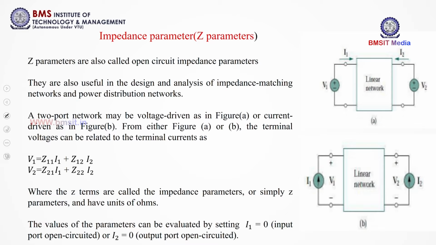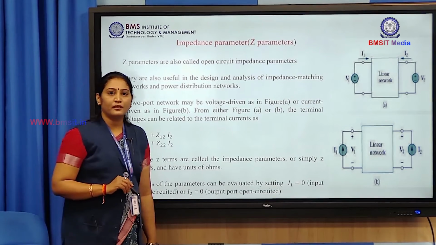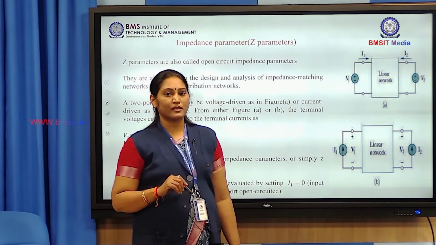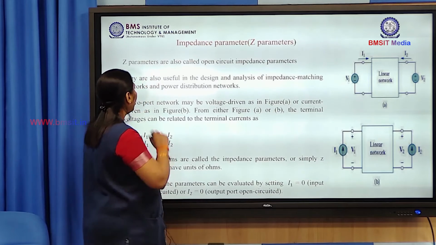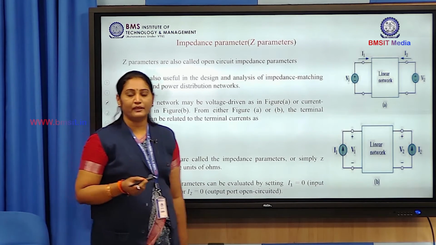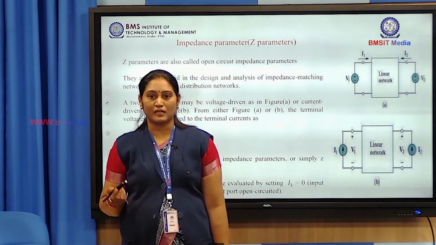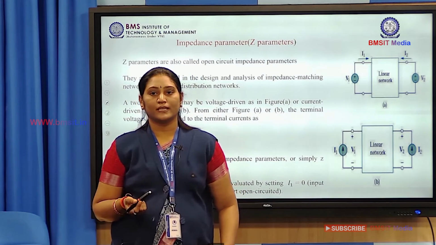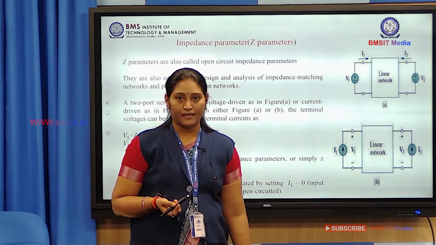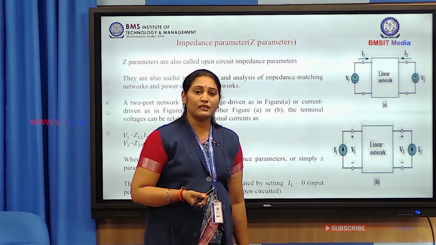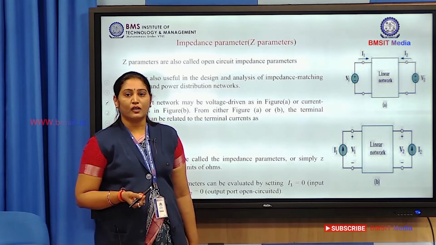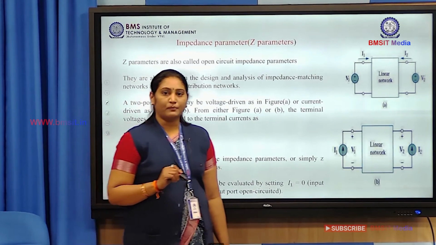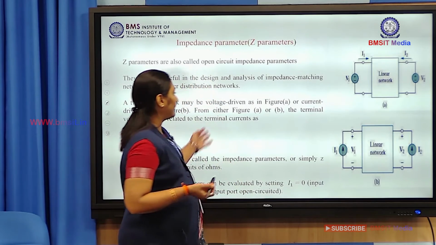So let me explain what Z parameters are. Z parameters are also called open circuit parameters. Why we call them open circuit parameters, we will see. Where are the Z parameters applied? They are very useful in the design and analysis of impedance matching networks as well as power distribution networks.